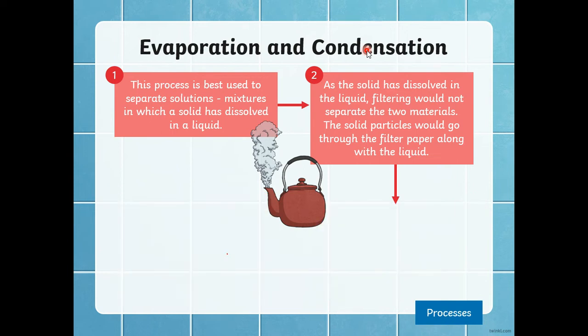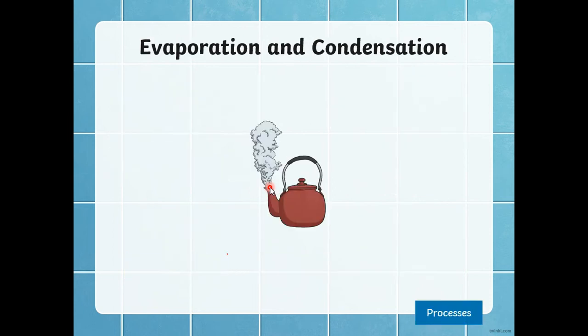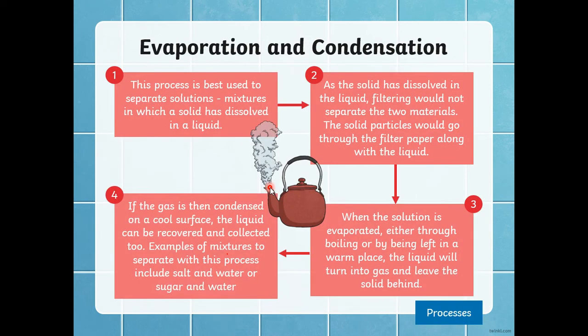Remember we said in the previous slide that the best process depends on the type of mixture you're separating. So if we have something like salt and water, or sugar and water, we want to use evaporation and condensation.